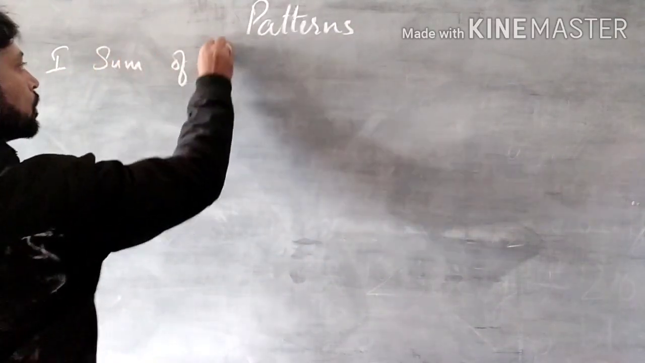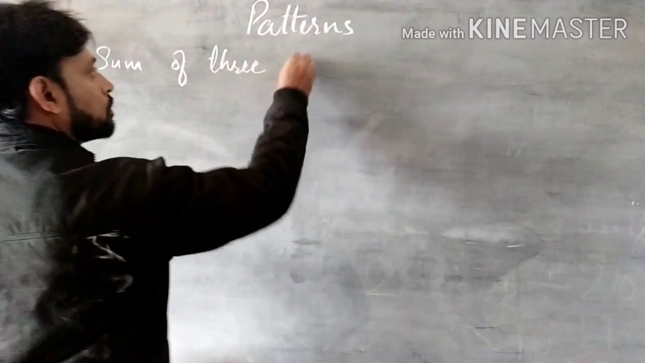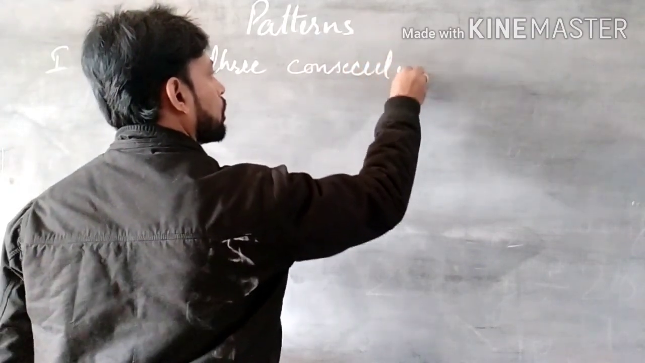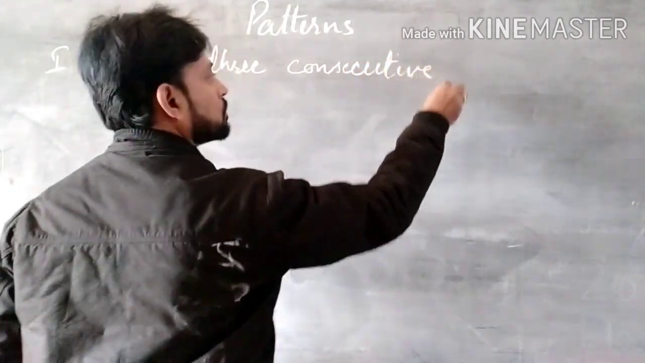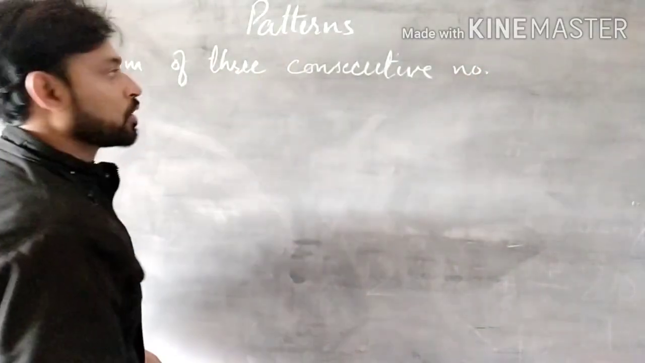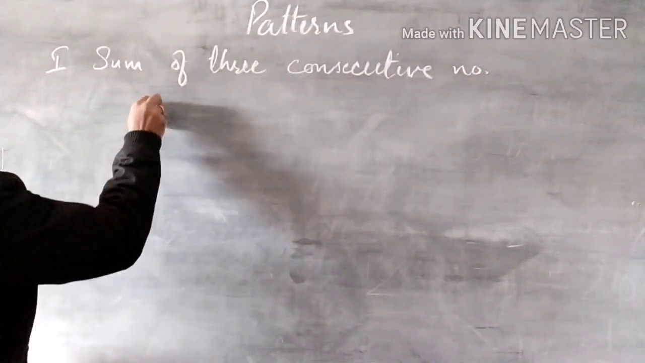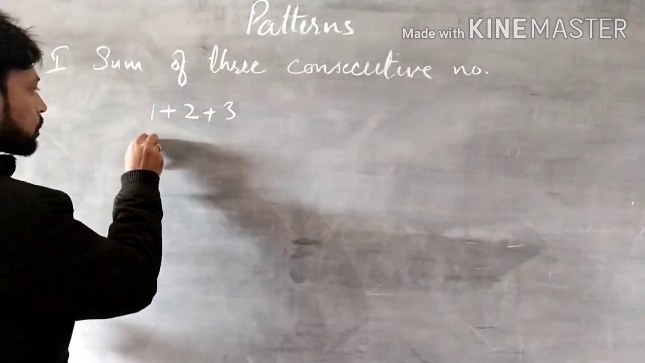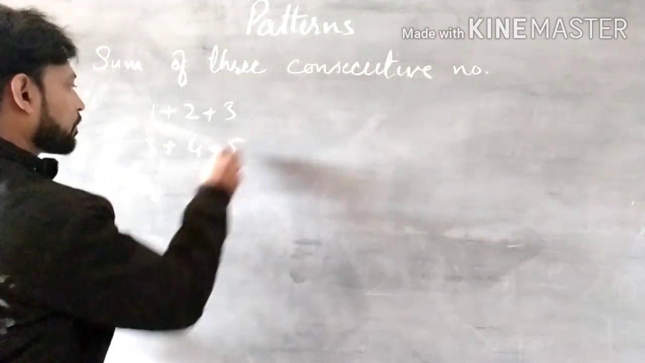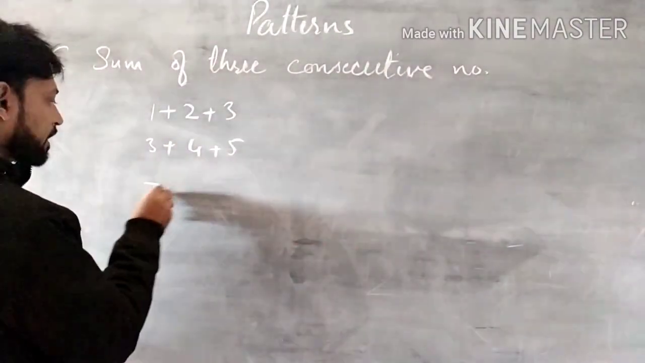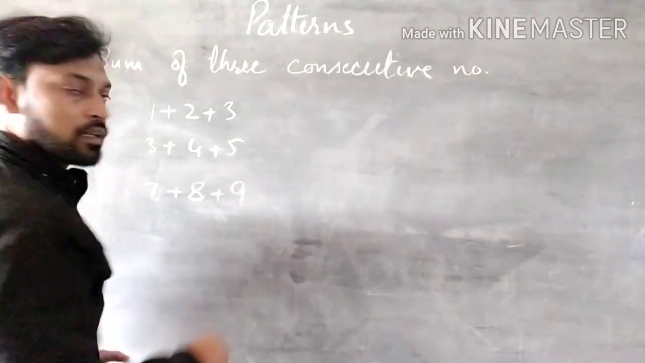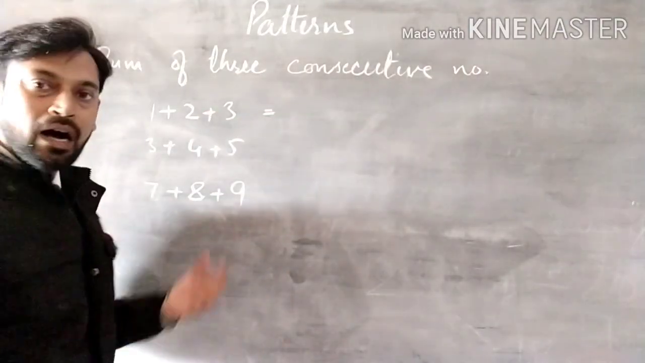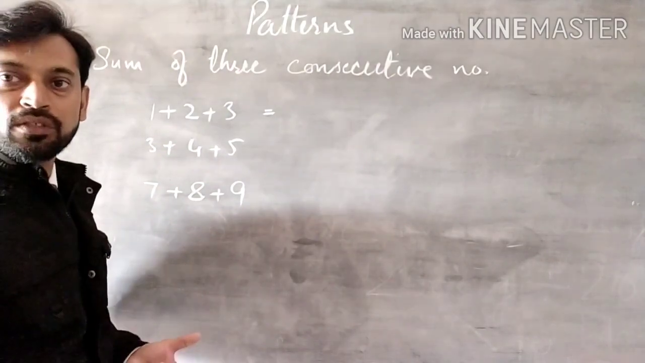Now let's see the first observation, that is sum of 3 consecutive numbers. What do you mean by consecutive numbers? 1 plus 2 plus 3. This is consecutive numbers. 3 plus 4 plus 5. This is consecutive numbers. Suppose 7 plus 8 plus 9. These are consecutive numbers. So how will you get the sum of 3 consecutive numbers?